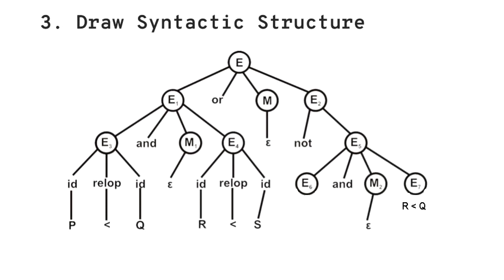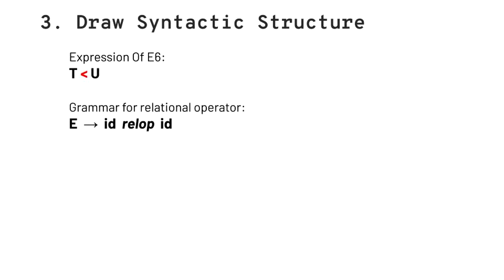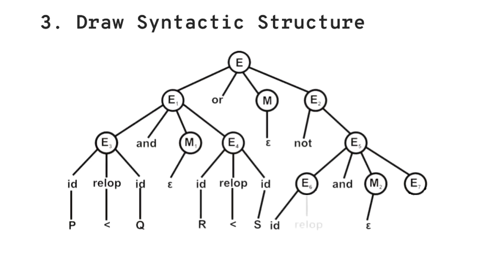We now focus on child nodes of E5 that are E6 and E7. E6 contains t less than u. It is a relational operator and its grammar will be E derives id relop id. We can rewrite it as E6 derives id relop id. Here id is associated with the terminal t, relop with less than operator and second id with u.